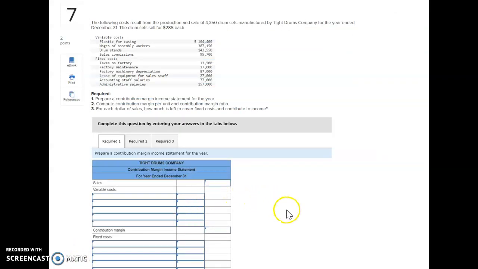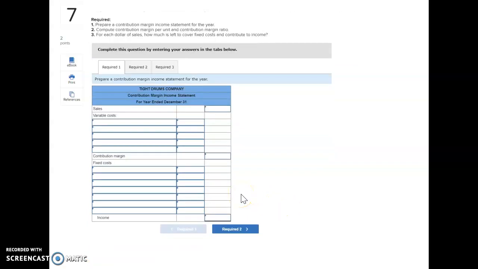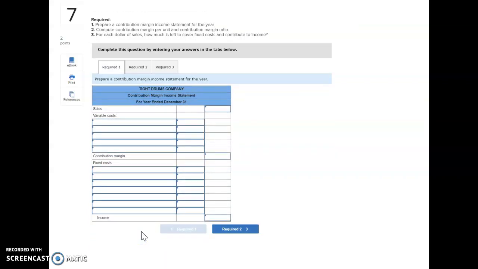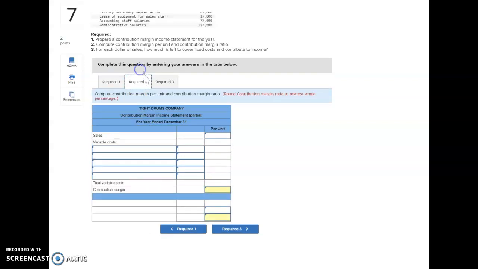All right, so our last problem is more practice with the contribution margin income statement. You've been given all the information up here, information to multiply to get the sales, variable costs, and fixed costs. You're really just organizing the contribution margin income statement. Then you're going to use it to get your break-even point. Well, no, actually just your contribution margin ratio.